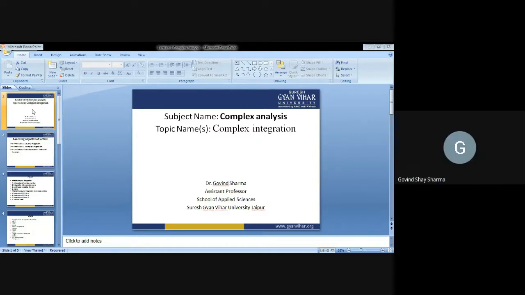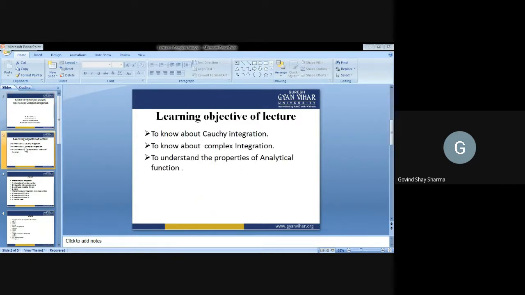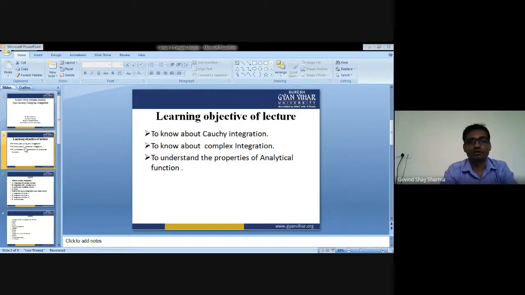Yesterday, I explained the topic and some theorems. If you are new, then join my previous lecture. The learning objective is that students are able to understand Cauchy integration and complex integration. Now we move to our lecture with some numerical problems on complex integration.